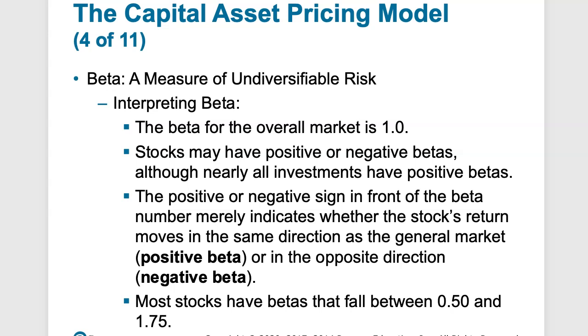But there are a few stocks that would move in a negative direction. If your investment was some sort of short position against the market, then that would have a negative beta related to the market. Most stocks are going to be, I say 2, but they say 1.75 to 0.5. Probably 90% of stocks are between -0.5 and 2. The range really doesn't go much beyond that.